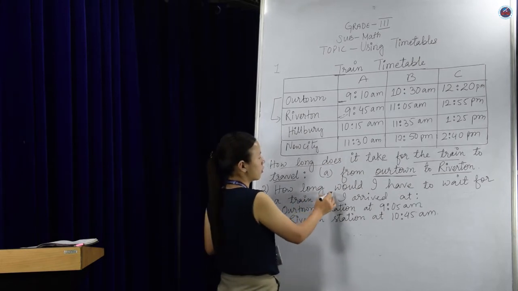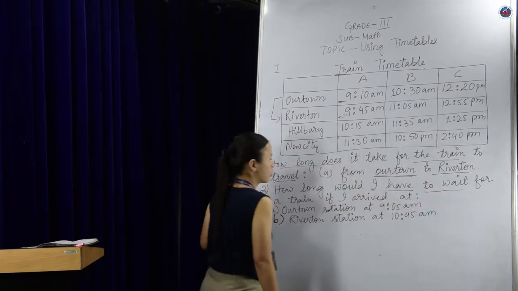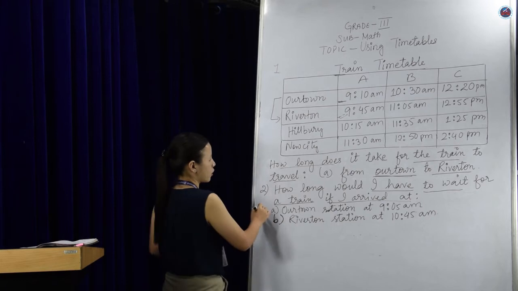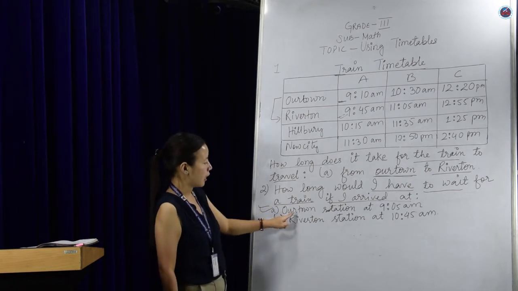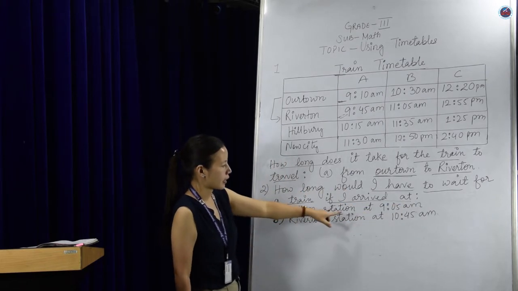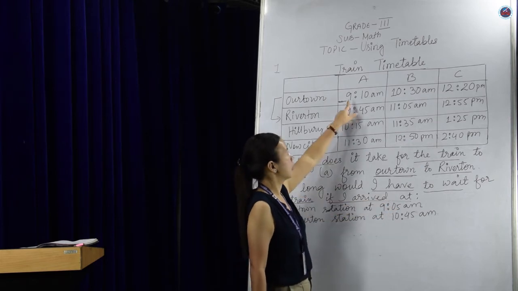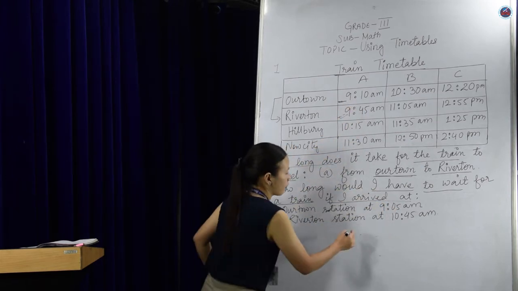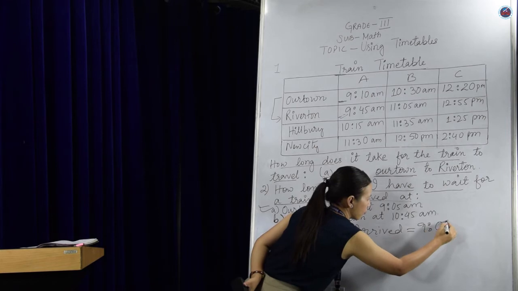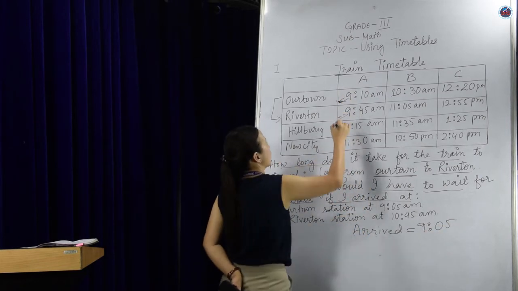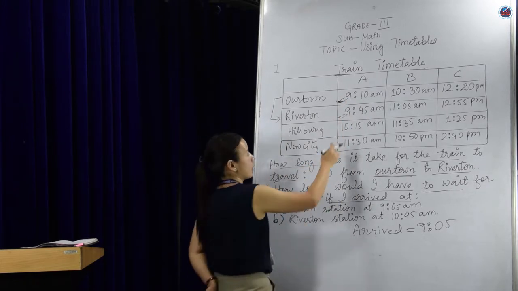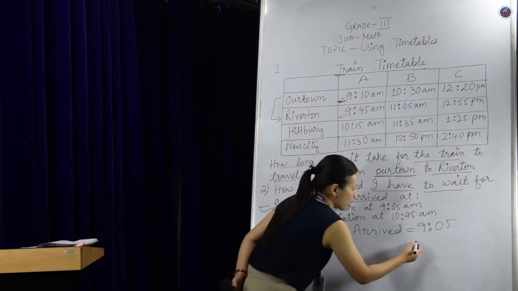It says, how long would I have to wait for a train if I arrive at our town station at 9:05 a.m.? That is the first question. It says he arrived at 9:05, that means I've arrived at 9:05, and then the train, that is train number A, will depart at 9:10. So how long do I have to wait? That means I have to wait just 5 minutes more, right?